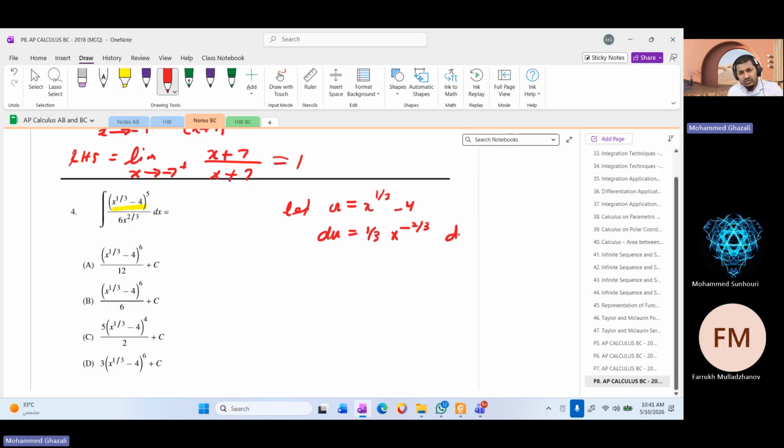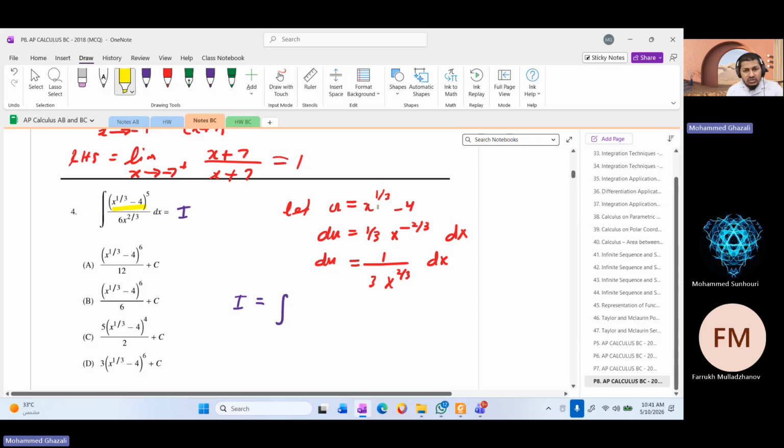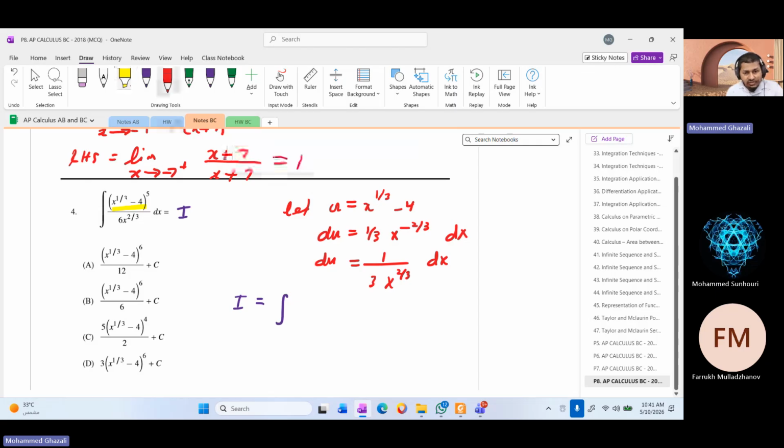So let's rewrite this. du is equal to 1/3 x to the power -2/3 dx. Do we have 1 over x to the power 2/3 dx in our integral? Yes, we do. So the integral now becomes u to the power 5. Problem solved. Right, now we need to look at this.